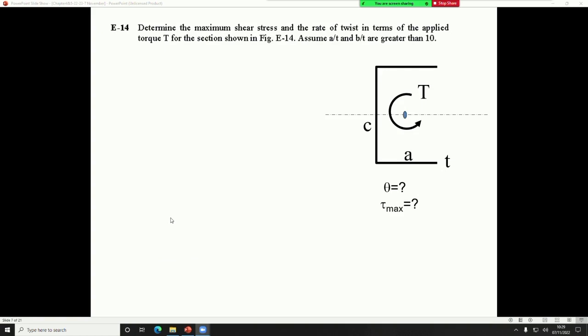So this is a channel section, again subject to a torque, assuming the torque is applied through its shear center. The concept of shear center I'm going to cover in the next chapter. The problem is also asking us to find the maximum shear stress and the rate of twist. So can somebody tell me what B is equal to for this channel section, assuming the bottom edge is equal to A, and the vertical wall is equal to C? Can somebody tell me what B is equal to? C plus 2A. Very good. So B is equal to C plus 2A. It's the total length.